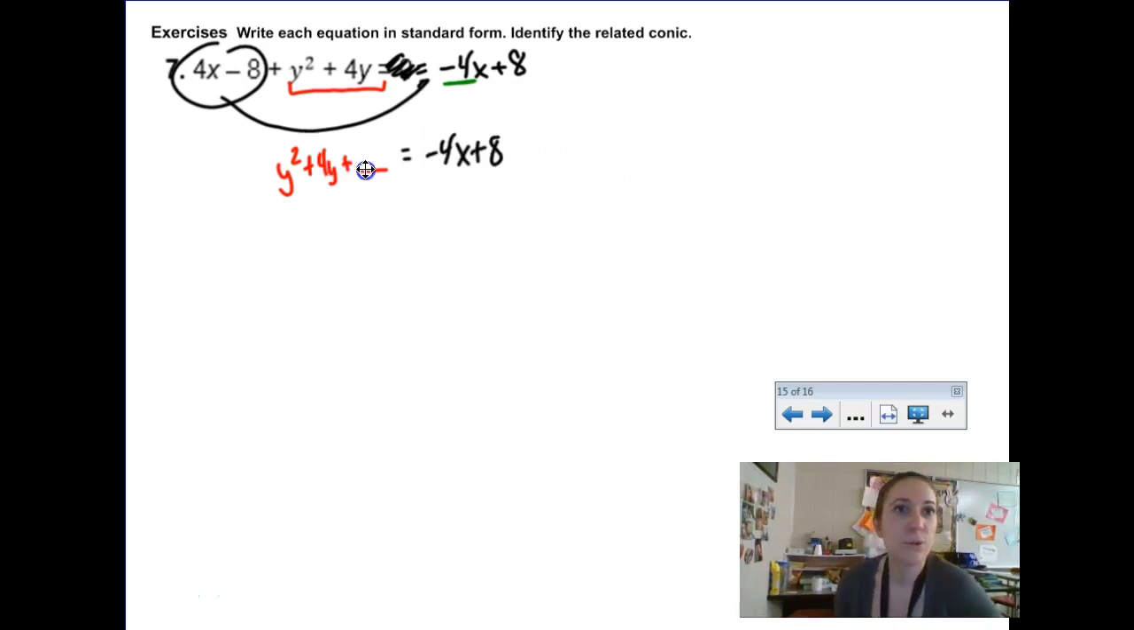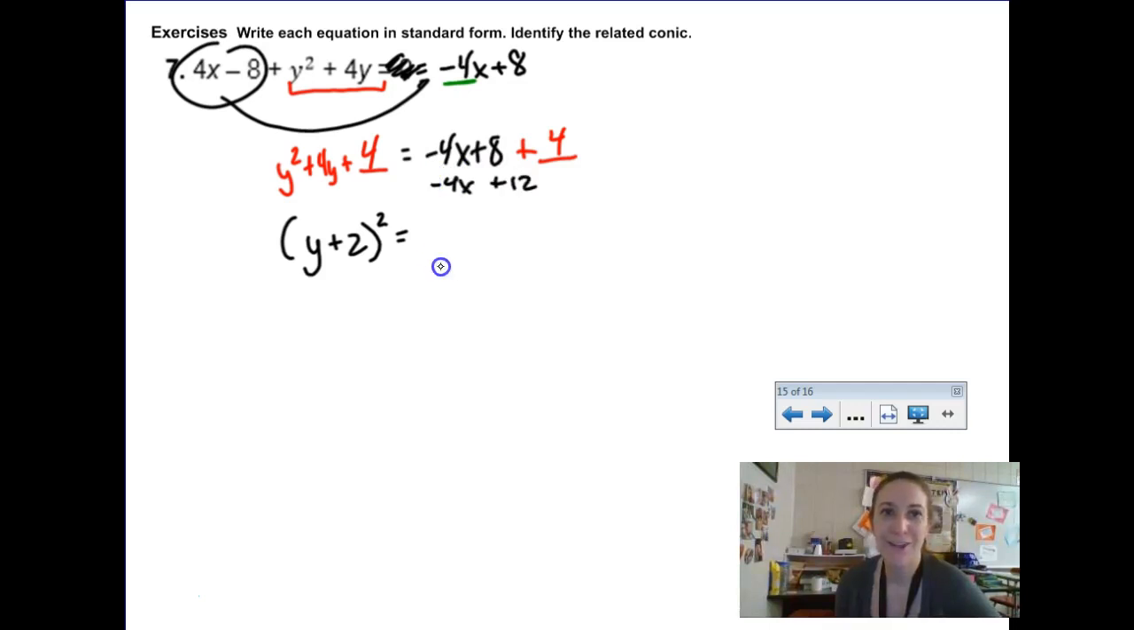Okay, so 4. Alright. Now I'm going to worry about factoring and completing the square. So this is y plus 2 squared. This is negative 4x plus 12, but again I have that common factor of negative 4 I will be taking out of that. So this ends up being x minus 3.